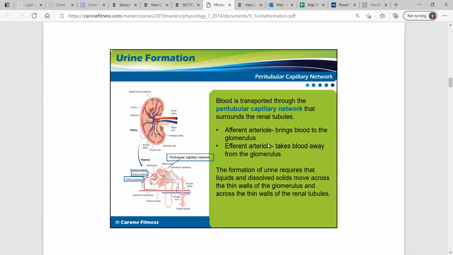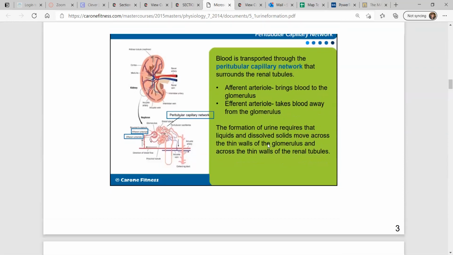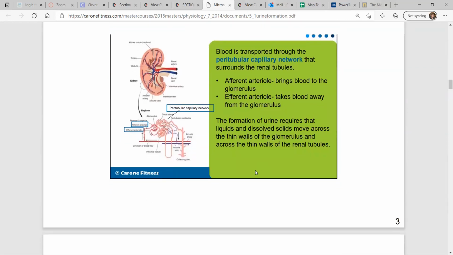Blood is transported through the peritubular capillary network that surrounds the renal tubules. The afferent arteriole brings blood to the glomerulus, and the efferent arteriole takes blood away from the glomerulus. And the formation of urine requires that liquids and dissolved solids move across the thin walls of the glomerulus and across the thin walls of the renal tubules.